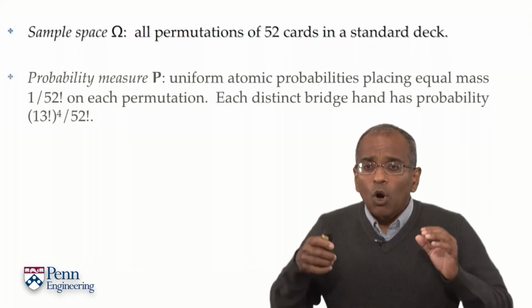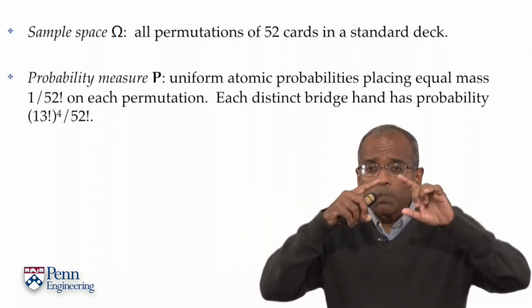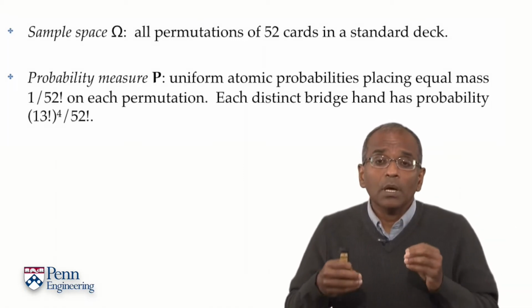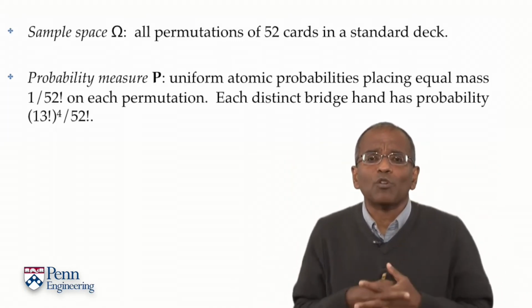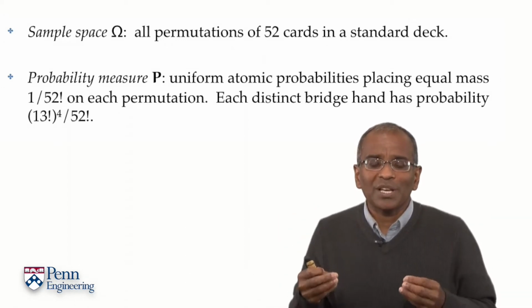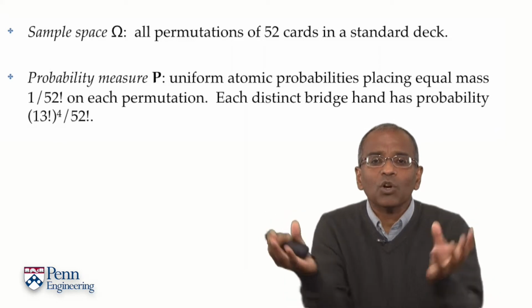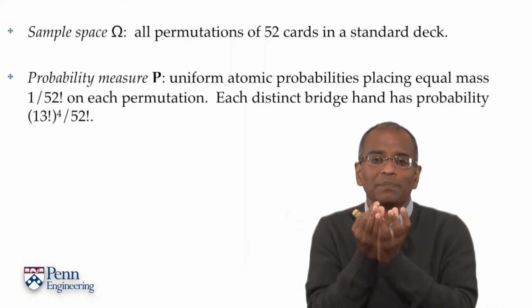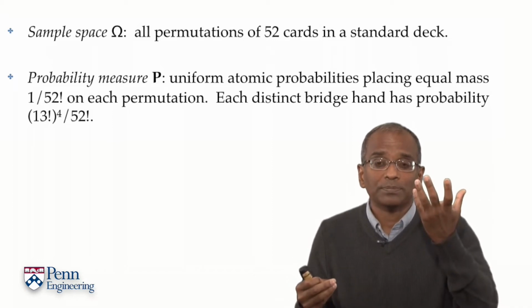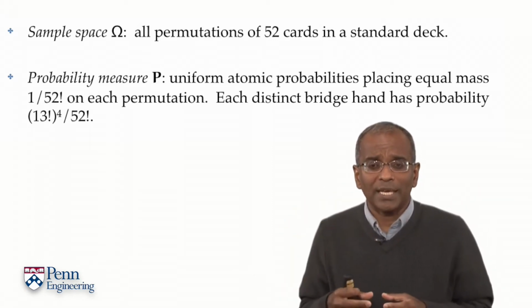Now, the combinatorial setting here says that all permutations of these cards are equally likely. Now, there's a mind-boggling number of permutations. 52 factorial permutations. Every permutation corresponds to an atom in our game, and the chance of that atom is 1 in 52 factorial.